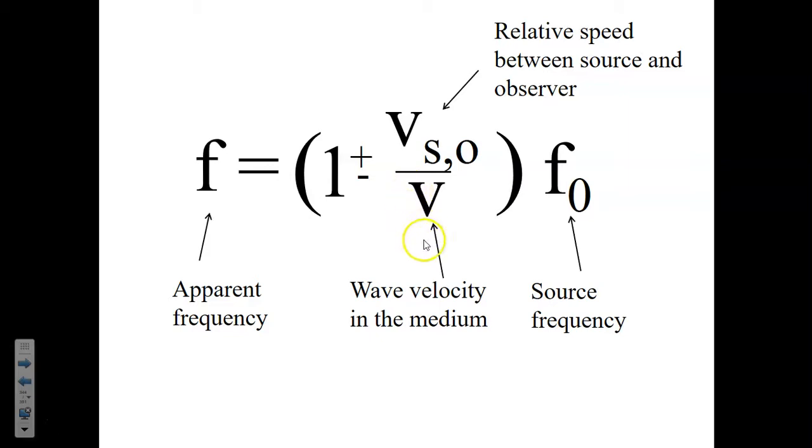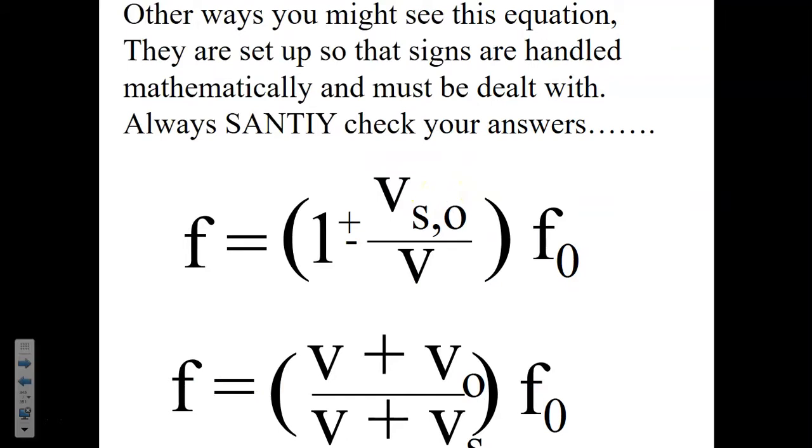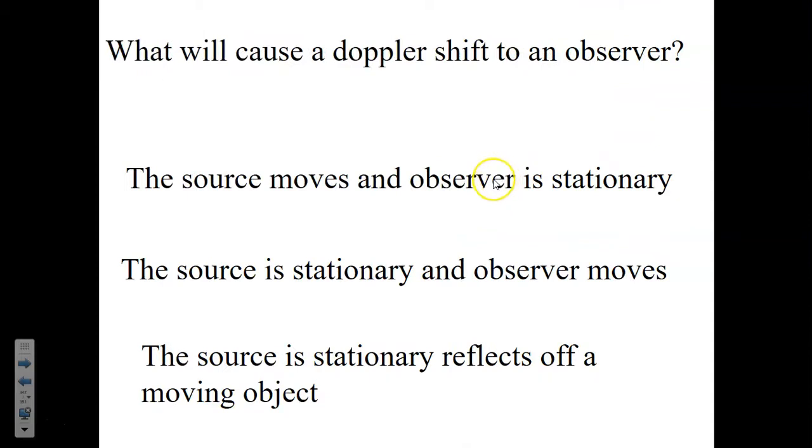How do you know which one to use? If it's moving towards you, you want to use the plus because you want it to increase the frequency. And if it's moving away from you, you want to use the minus because it's going to reduce the frequency. So sanity check your answer and make sure that it makes sense. So what will cause a Doppler effect shift to an observer? If the source is moving, if the observer is moving, or if it bounces off a moving reflector.